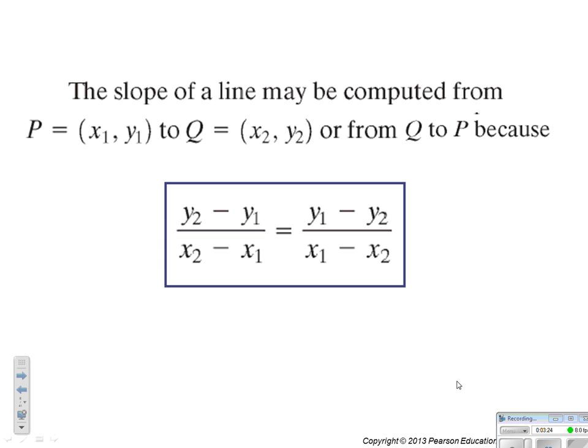Just note, it doesn't matter which coordinate goes first. If you're using the second coordinate, the y value has to go first, and its matching x value has to go first. You can use the other point, but it has to be the matching x and y coordinates, or it'll mess up your slope calculation.